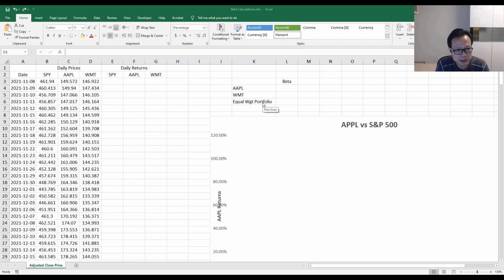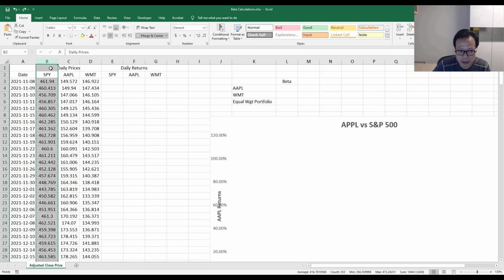In this simple exercise, what we're going to do is to calculate the beta for Apple, then Walmart against the S&P 500. Right on the spreadsheet here, we have about 1 year's worth of daily price data for SPY, which is the S&P 500 ETF, and I'm using that as the reference market. Then we also have the daily price series of Apple and Walmart.